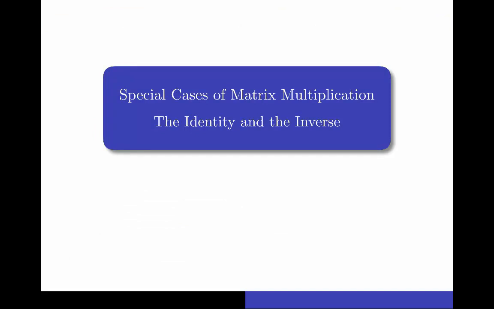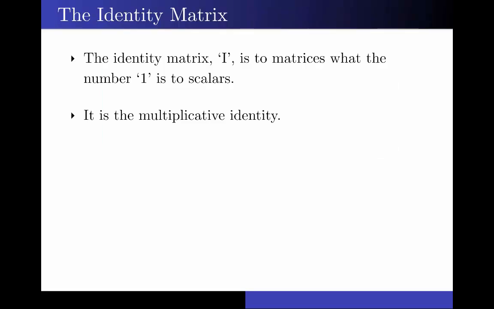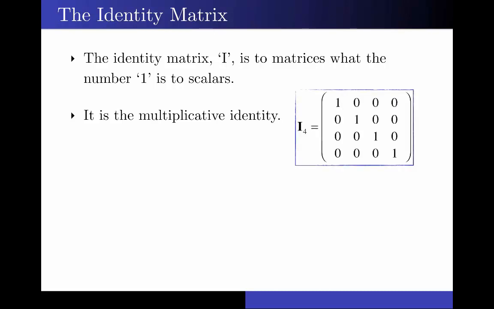Finally, we'll look at some special cases of matrix multiplication. In particular, we'll be interested in the identity matrix and the inverse matrix. The identity matrix, which is always written as I, is to matrices what the number 1 is to scalars. You may remember that 1 is the multiplicative identity. And for matrices, the identity is the matrix of all zeros that has ones along the main diagonal. And sometimes we specify the size. Here I have I4, meaning it's the 4 by 4 identity matrix.